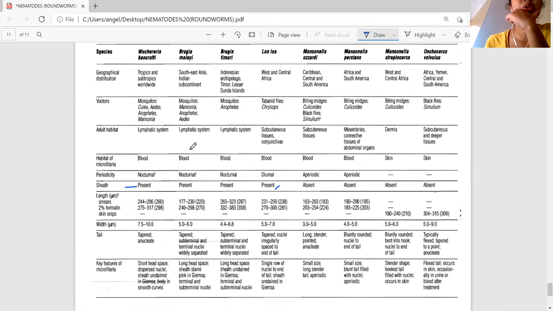What else? So Wuchereria, Brugia, they could be retrieved in the blood during the night from 10 p.m. to 2 a.m. Yung mas maganda kumuha ka ng blood paggabi. Kasi doon sila active. Pag Loa loa, diurnal, usually during the morning. And aperiodic, walang time. So class, your Brugia, itong three lymphatic system. Okay. Skin snips, Onchocerca volvulus.